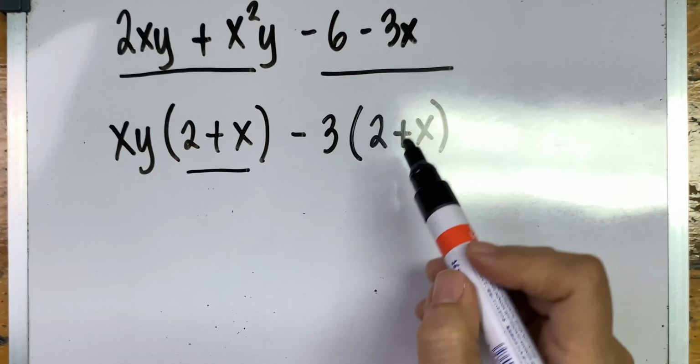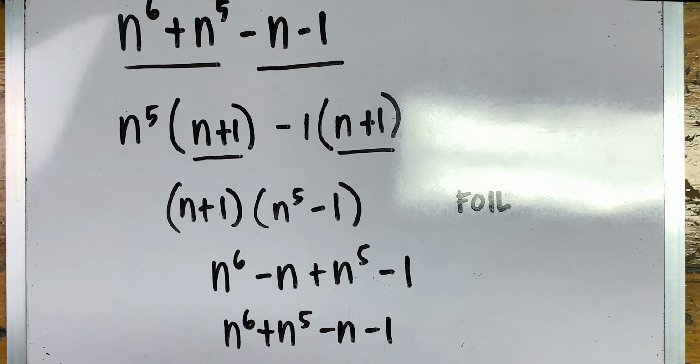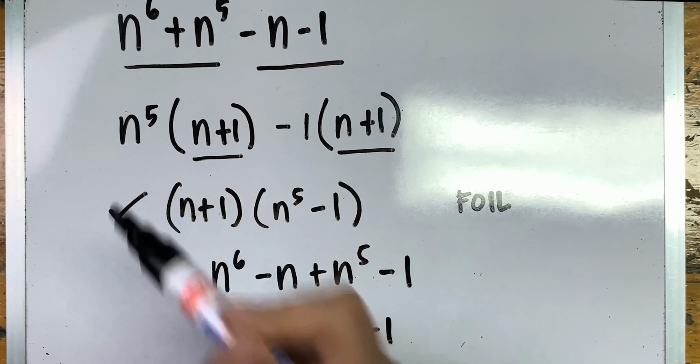N times n to the 5th power will give us n to the 6th. N times negative 1 is negative n. 1 times n to the 5th is positive n to the 5th. And 1 times negative 1 is negative 1. We have to rearrange, so it will be n to the 6th plus n to the 5th minus n minus 1, which leads us to the given. So therefore, our answer is correct.